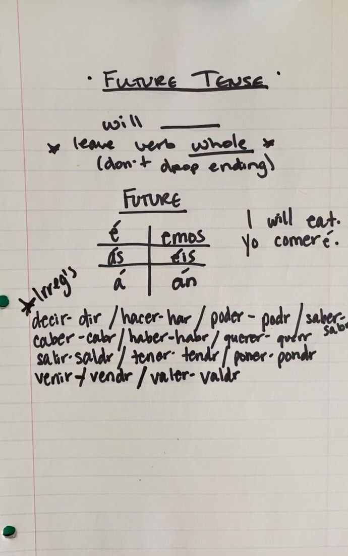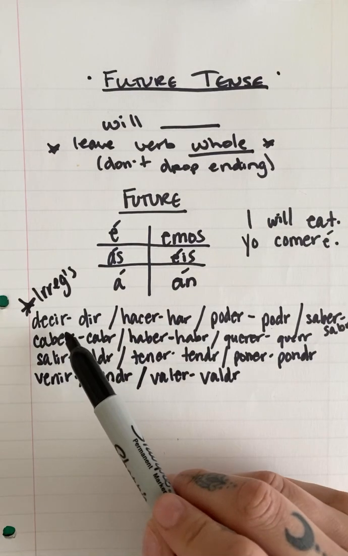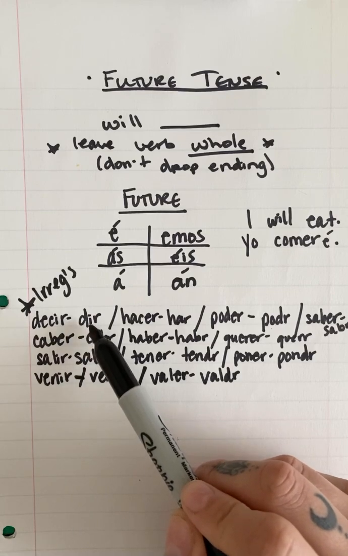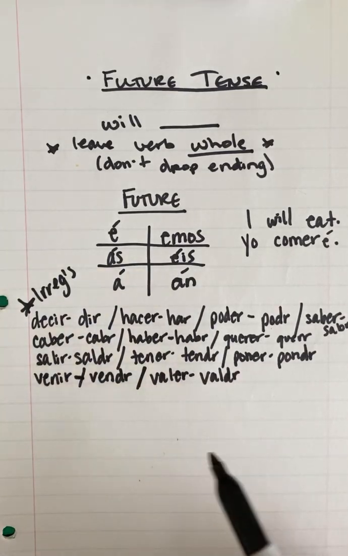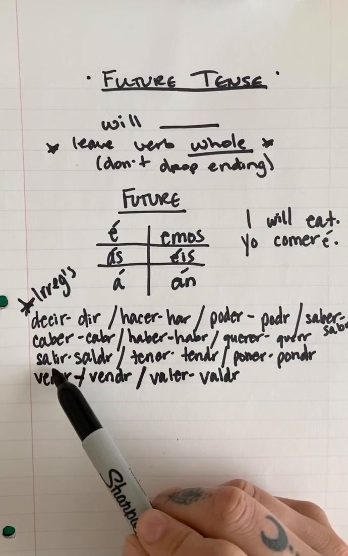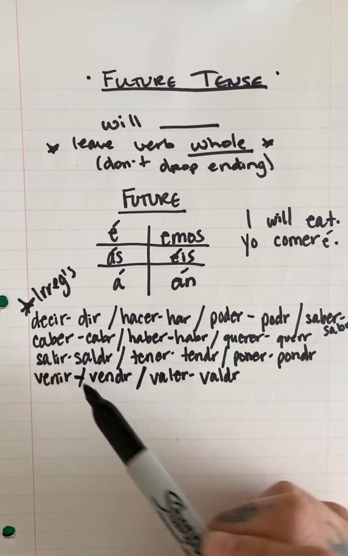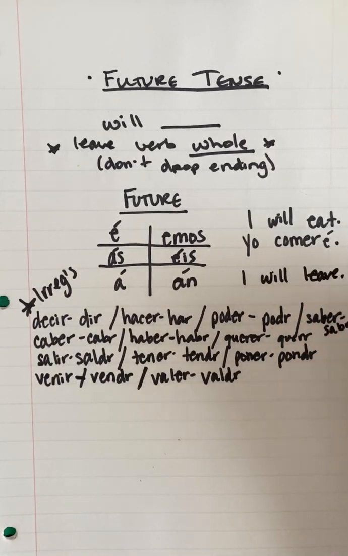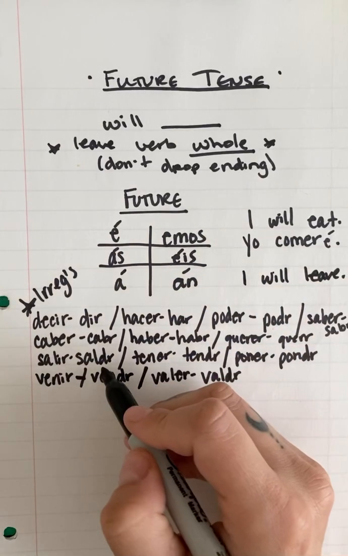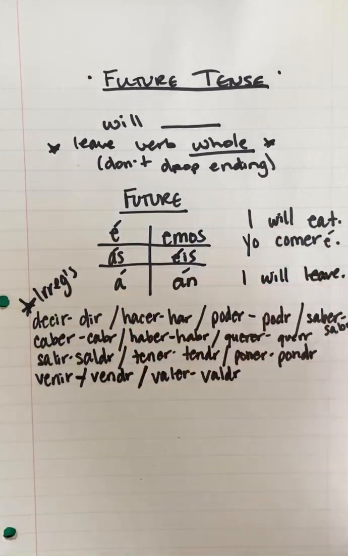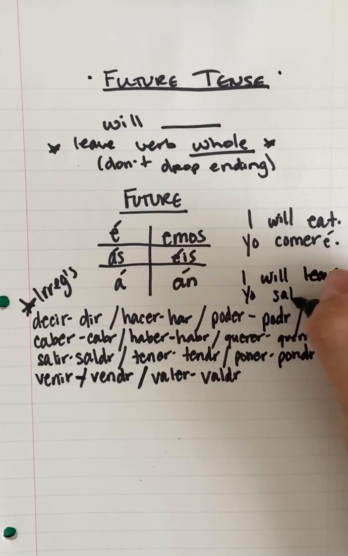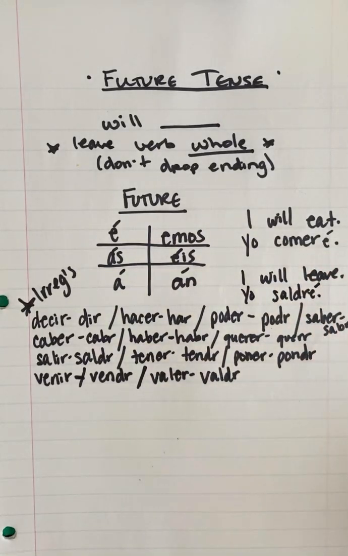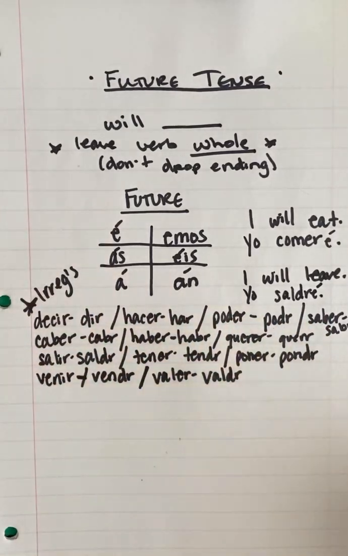You might be like, why are you showing me these future tense irregulars? Okay, so we know that if it was an irregular verb, we would have to use this stem and then these endings. So for example, if I wanted to say, I will leave, salir means to leave. I would use this stem, saldr, then our yo form: saldré. Yo saldré. So with the irregulars, you use that stem and then you apply the endings.